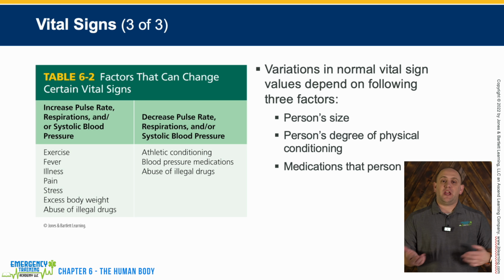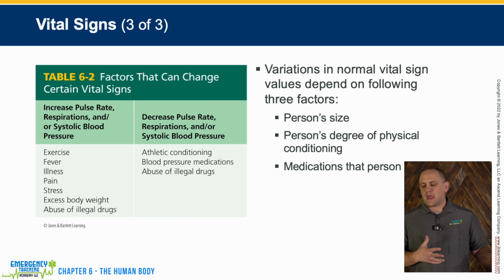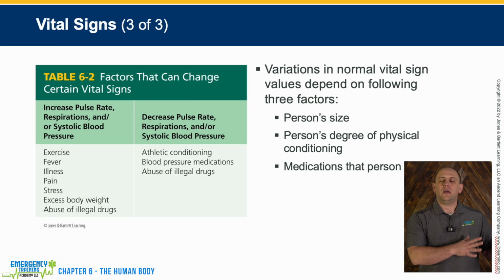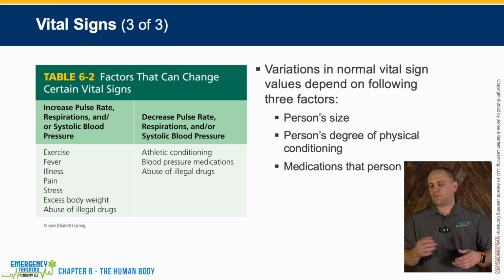Other things that are going to change our vitals, and these are the things that we really want to pay attention to as we're doing our assessments, are fevers, illnesses, pain, stress. Any of those things can affect our vital signs. And that's why it's important, as we talked about in a previous chapter, that we want to trend these vital signs. We want to check them every 5 or 15 minutes so that we can see if it's getting better or worse, which would lead us down the pathway of thinking that this illness or injury is progressing and becoming worse.